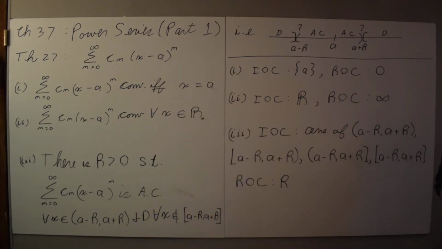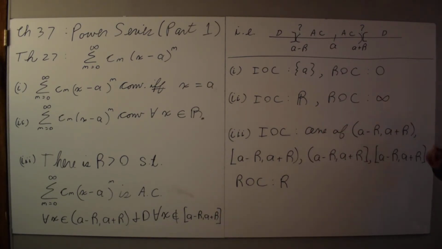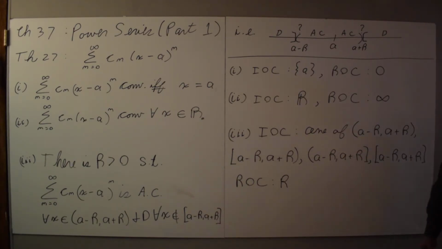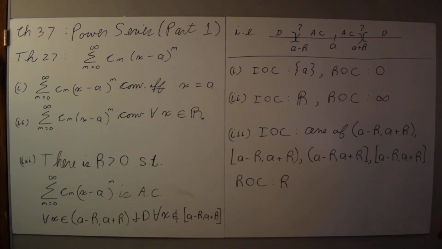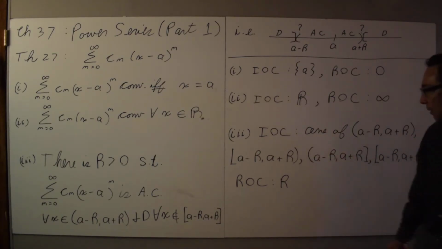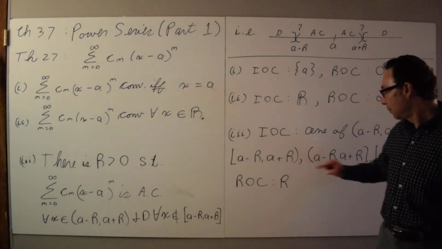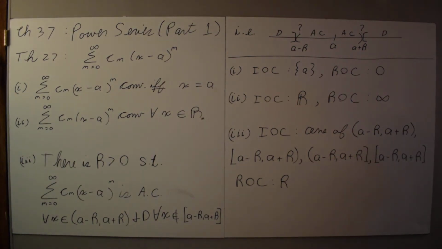In the second case, the other extreme, the interval of convergence is the entire real line. The radius of convergence is infinity. We think of the real line as having infinite length. In the third case, the interval of convergence is one of four things. It's either the open interval, where we know that it converges absolutely. This might be the only place it converges. The interval of convergence might include the left endpoint, but not the right endpoint. The interval of convergence might include the right endpoint, but not the left endpoint. Or the interval of convergence might include both endpoints.